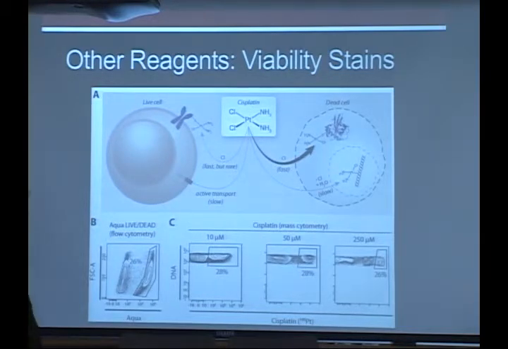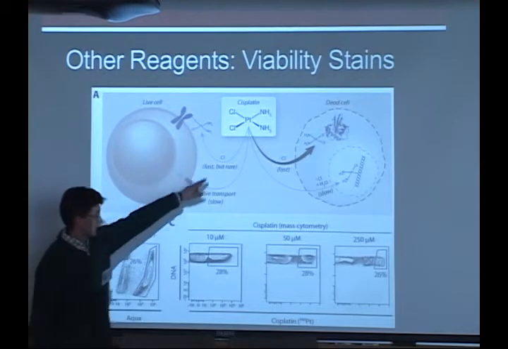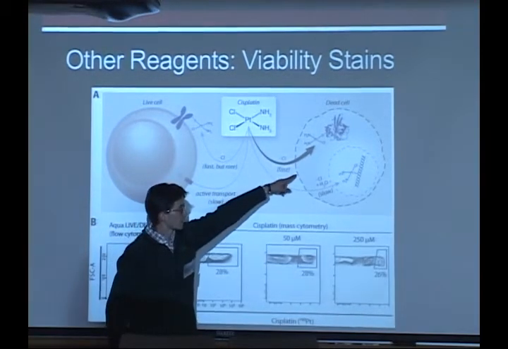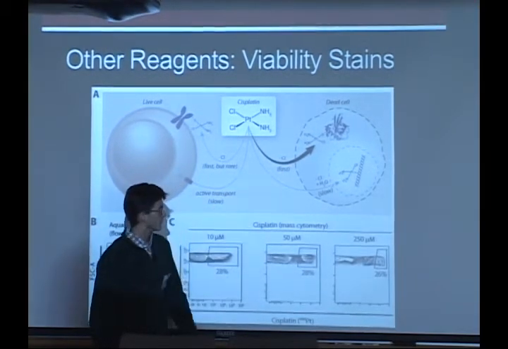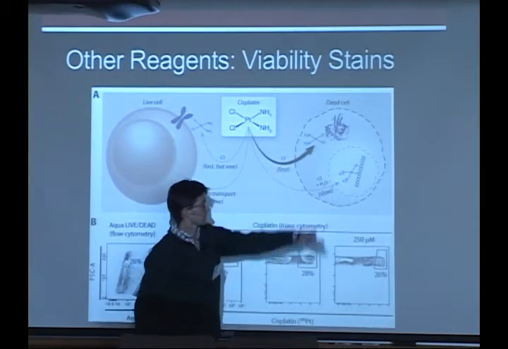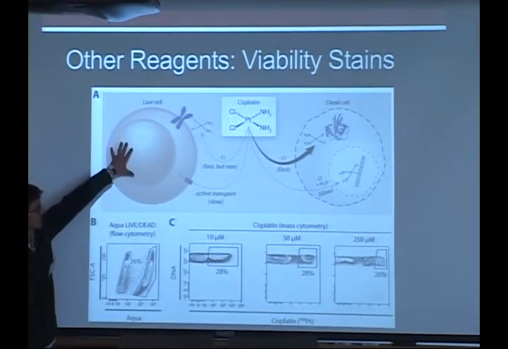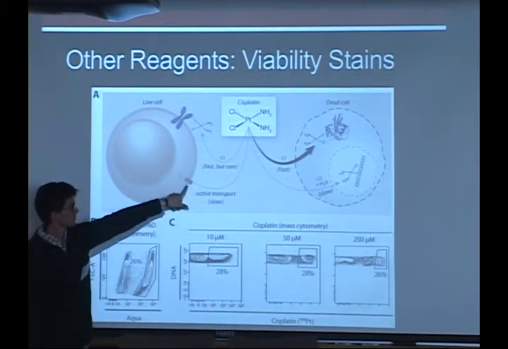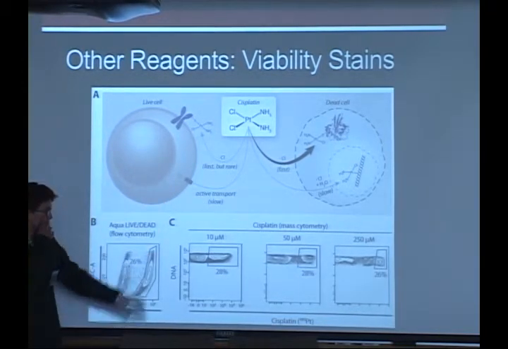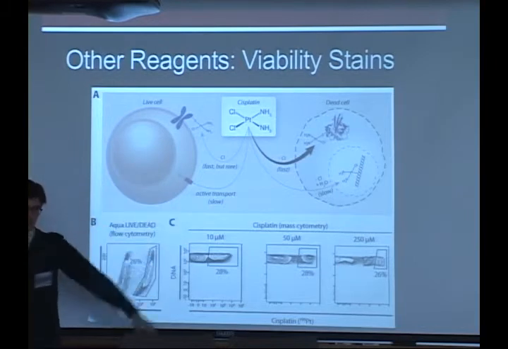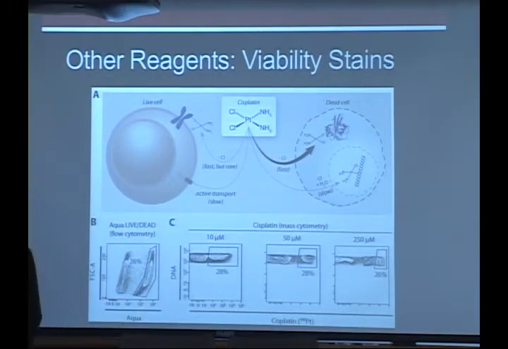Basically, cisplatin will translocate very quickly across a compromised cell membrane and bind to sulfhydryl groups or free sulfur groups. Whereas in live cells, cisplatin does get actively transported across the cell membrane, but it's much, much slower. So we'll pulse in this reagent for 60 seconds and then quench with a high concentration of protein in order to selectively label dead cells for CyTOF.